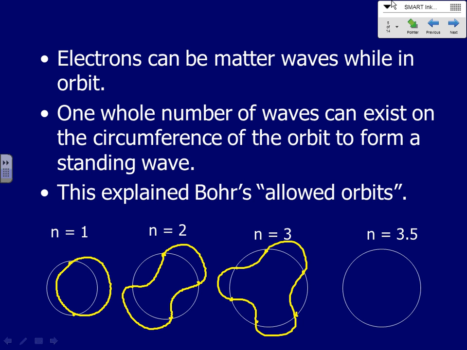What if you tried to stick 3.5 waves on it? What if you tried to stick an orbit where an orbit shouldn't be? Well, let's try it. If it's 3.5, I'm going to have 1, 2, 3, 4, 5, 6, 7 dots on this circle. And if I try to complete the wave for this, crest, trough, crest, trough, crest, trough, crest. Now look at what happens. Now I've got a trough on a crest.